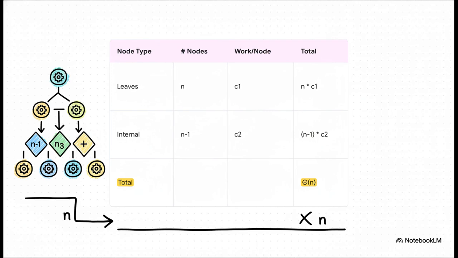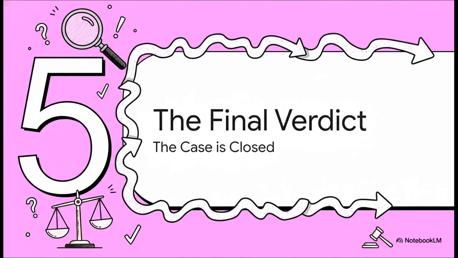We have n leaf nodes, and each one does just a tiny constant amount of work. Then we have n-1 internal nodes, and each of them also does a constant amount of work to split the array and add the results. When you add all that up, the total amount of work is directly proportional to n. Basically, if you double the size of the array, you roughly double the amount of work. We call this linear time, or theta of n. And with that, the analysis is complete.